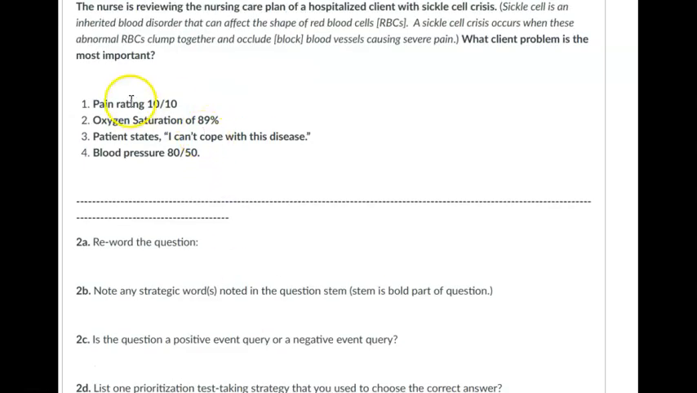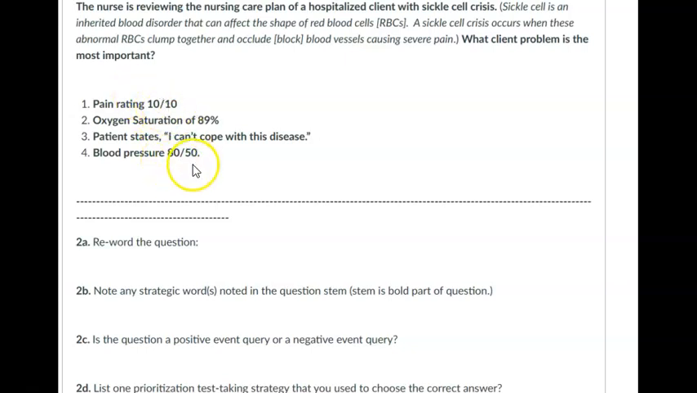And if you come up here, we got pain, bad pain, 10 out of 10. Oxygen saturation of 89. The patient says, I can't cope with the disease. And the BP looks low as well, 80 over 50. So with your prioritization test-taking strategies, you'll do physical over feelings. So I can't cope would be lower priority than these physical findings, pain, oxygen saturation, and blood pressure.